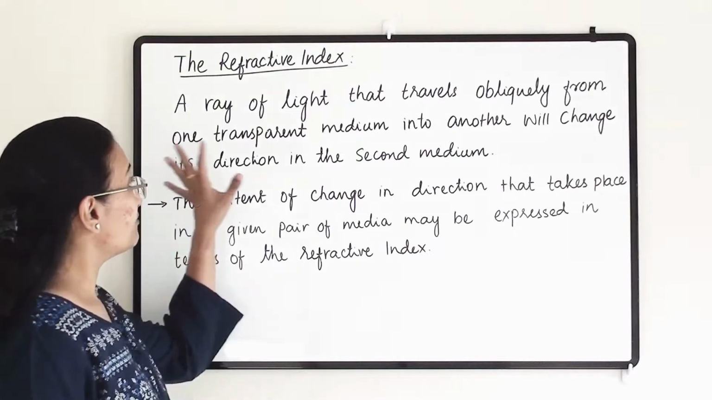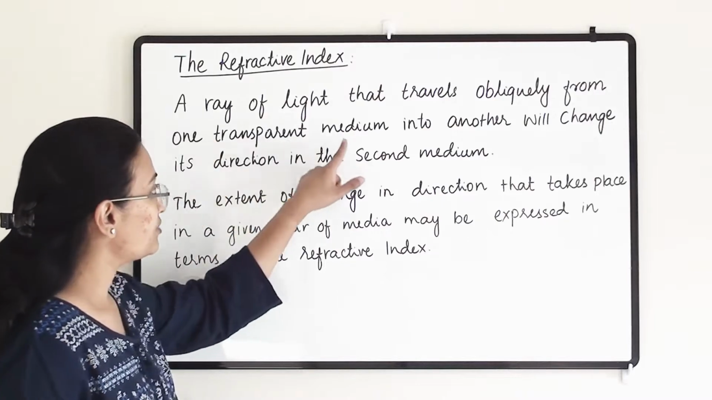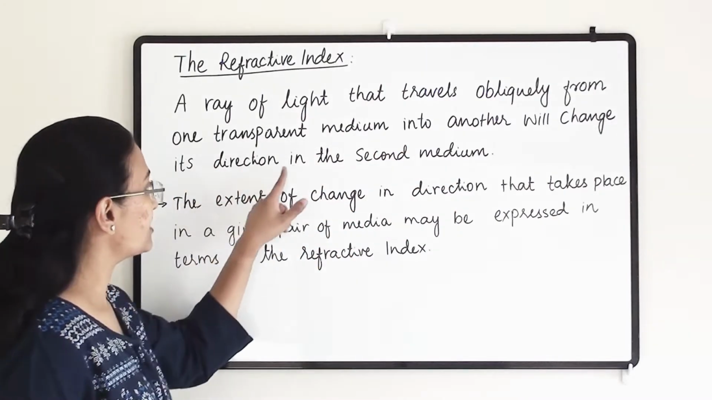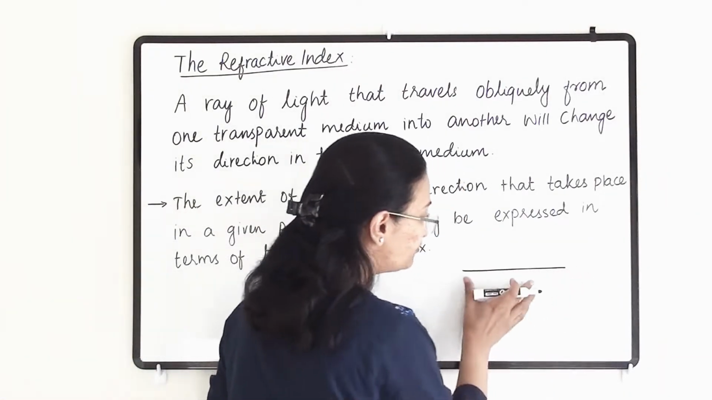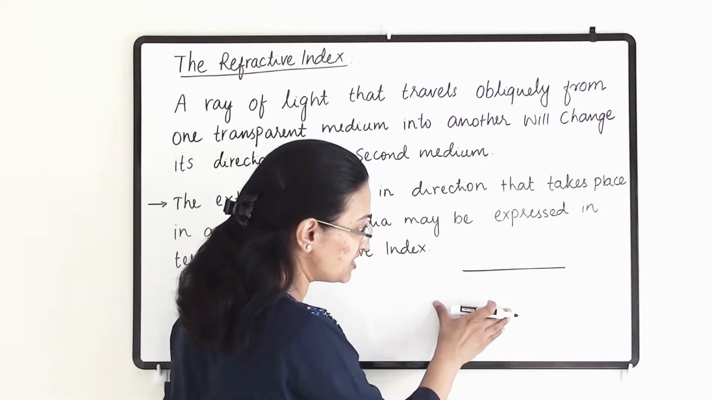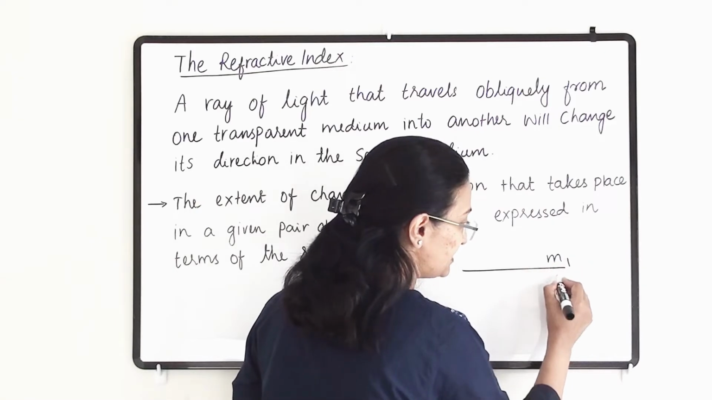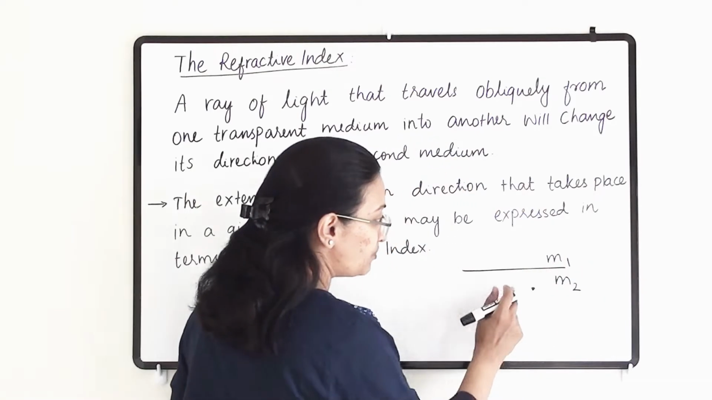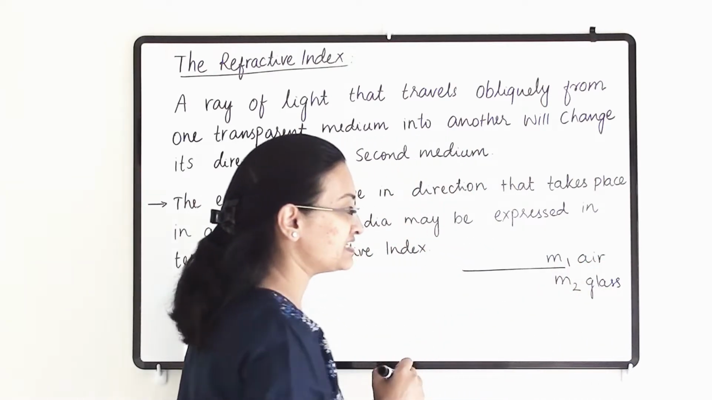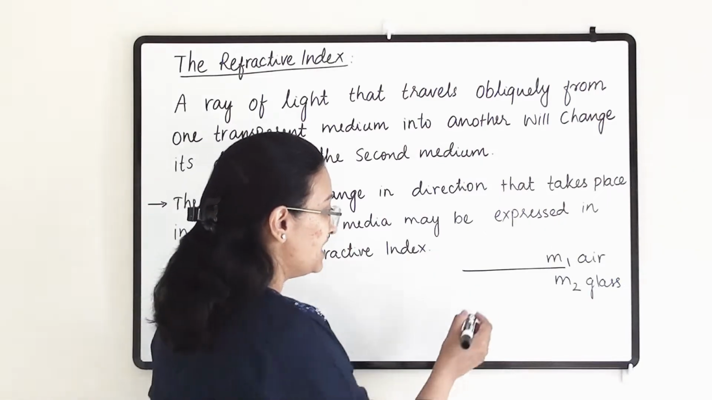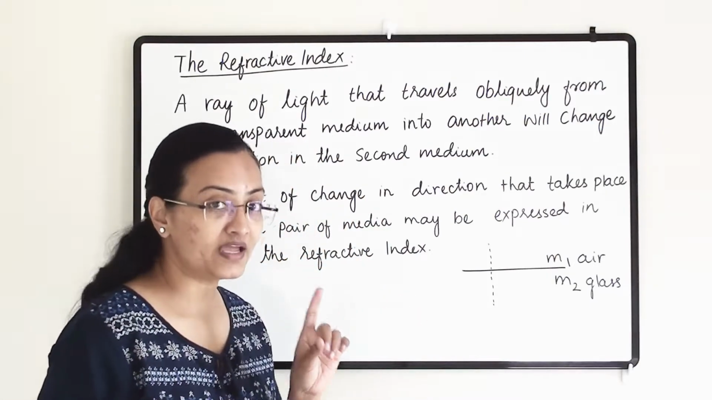So this topic is the refractive index. A ray of light that travels obliquely from one transparent medium to another will change its direction in the second medium. Now, if this is the interface of the surface, from here another medium is starting. So this we are referring to as medium 1 and this as medium 2. Suppose this is air and this is glass, as an example of refraction through a glass slab. Here, this is the normal, a perpendicular to the surface.